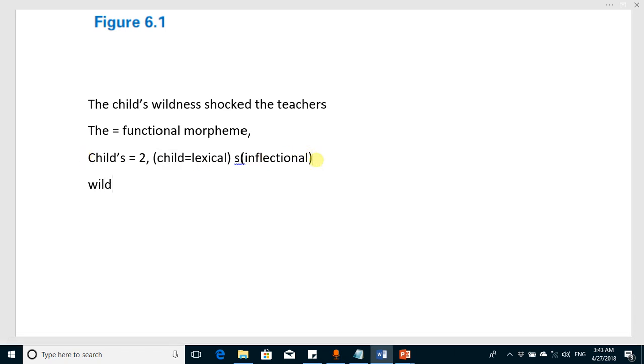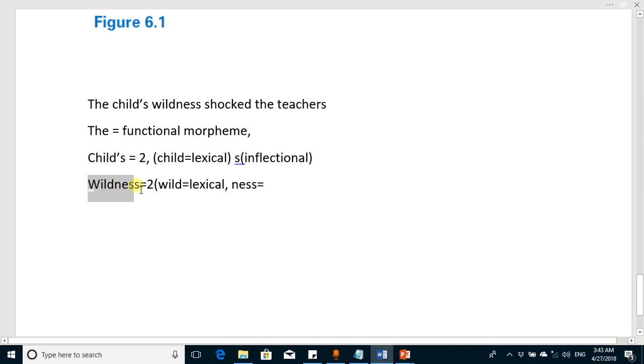Wildness has two morphemes. Wild is the lexical, and ness may be inflectional or derivational. Let's check. Wild is an adjective and wildness is a noun. So the addition of ness actually changed the grammatical type. It changed the adjective into a noun. So it is not inflectional, rather it's a derivational bound morpheme.